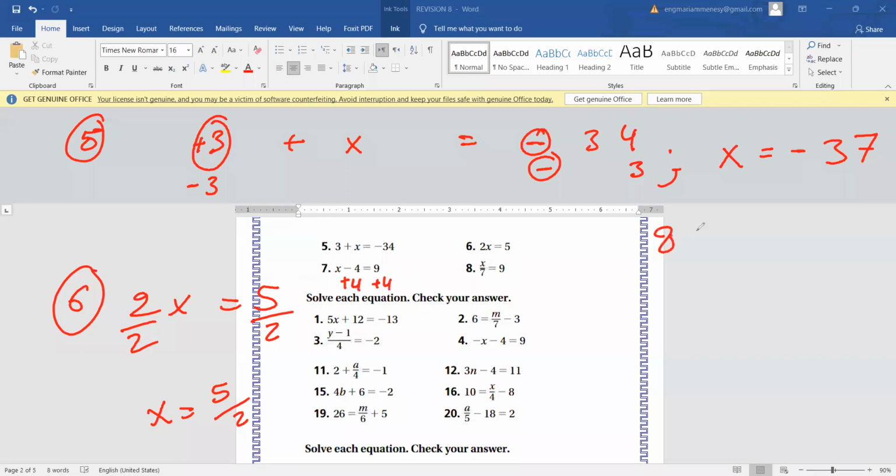Number 8, my dear. x over 7 equals 9. How can I solve it? x over 7 means x divided by 7. We will multiply both sides by 7. Then x equals 63. Okay? Check your answers. 63 divided by 7 equals 9. Yes. Check your answer.